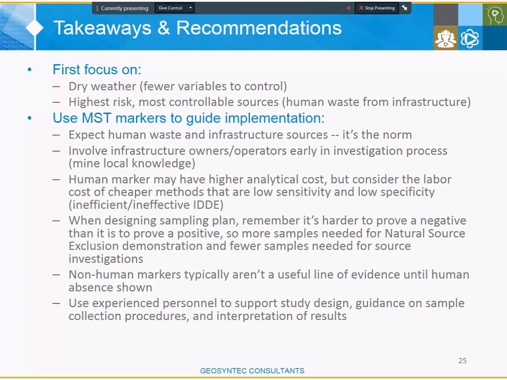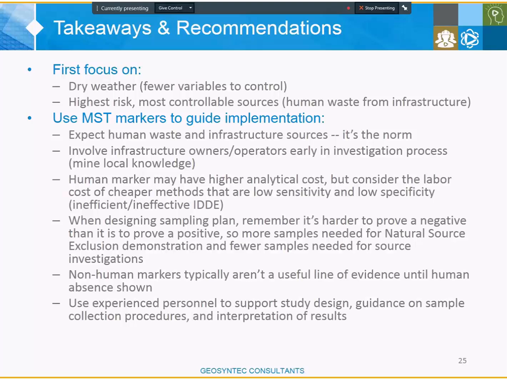People often think of MST as a regulatory modification tool. I like to talk about it as an implementation guidance tool. Expect human waste and infrastructure sources. It is the norm. I think a lot of people enter MST studies expecting the opposite. Involve the infrastructure owners and operators early in the investigation process. So if you're a beach manager, you involve the sewer and storm drain owners. If you are an MS4 agency, then you involve the sewer owners and operators. You want to mine local knowledge, and two, you want to be working collaboratively with the infrastructure owners.